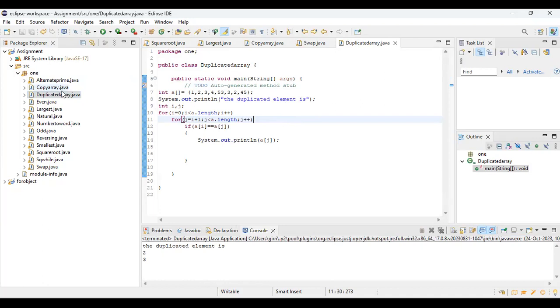I think I have completed this copy, duplicated, even, number to word, reversing, smallest, square root, and square root using while, and I have also done this swapping.